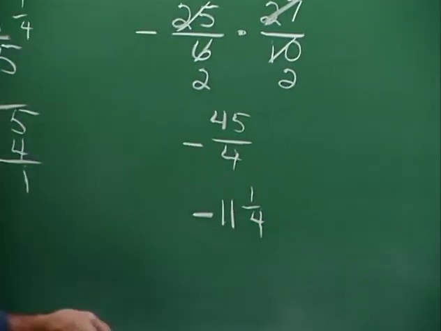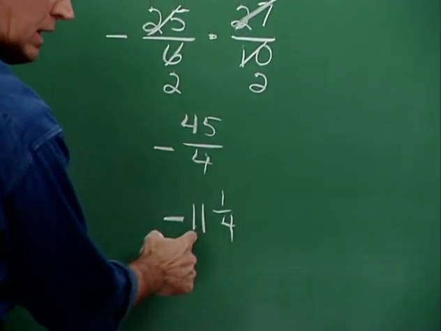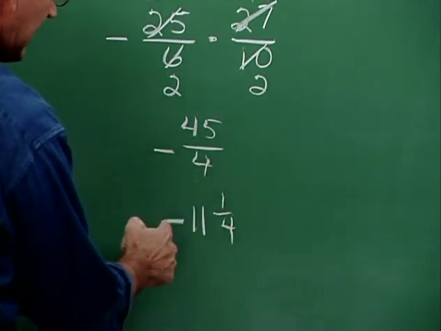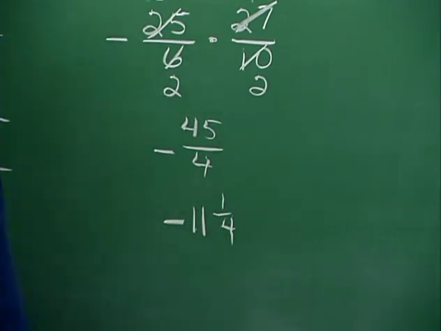Now another way to get at it is to say 4 into 4, 1, you see? And then 4 into 5 goes 1 with the 1 left over. So negative 11 and 1/4, either way you look at it.